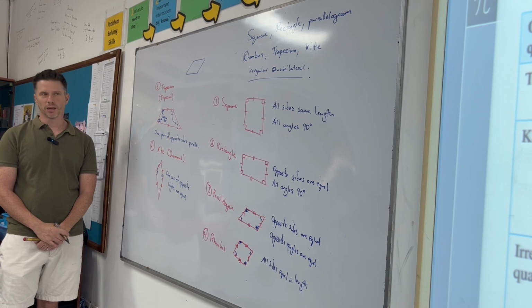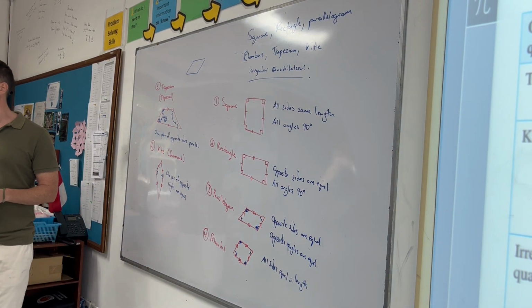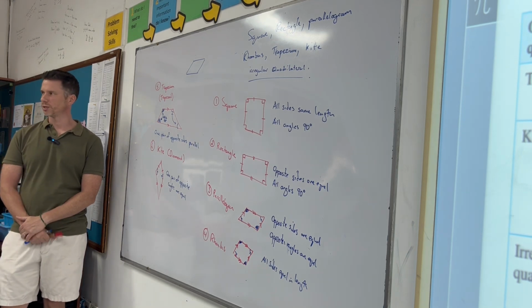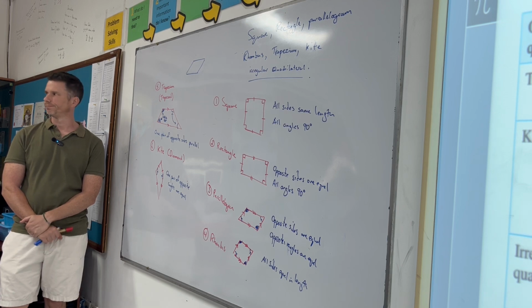Okay. Irregular, we won't write down. It's not going to come up really. It's just any old other shape that you can draw with 4 lines that meet and has no particular property. But I'm going to concern myself with the 6 ones here.